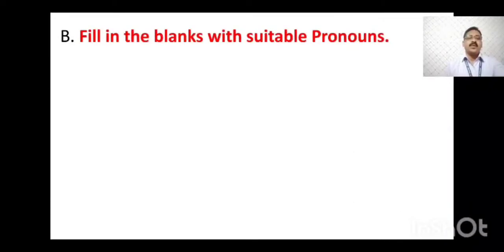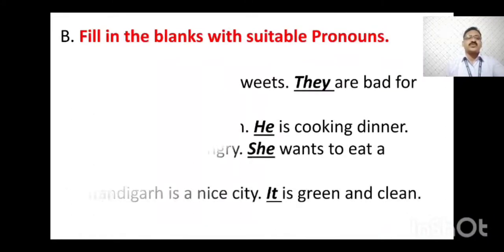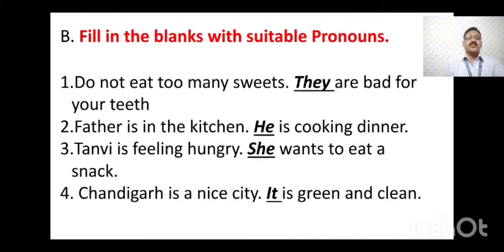Now bit number B, fill in the blanks with suitable pronouns. Let's see the questions, children. Okay, question number 1. Do not eat too many sweets. They are bad for your teeth. Here they is the pronoun, so it is underlined.